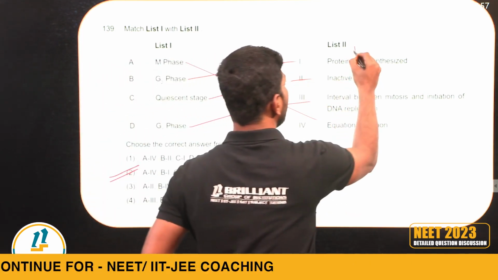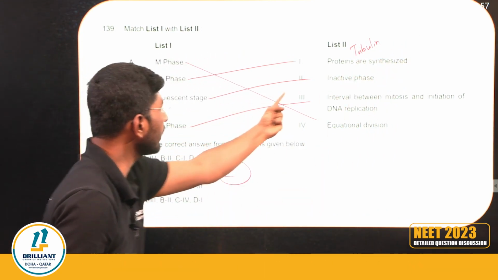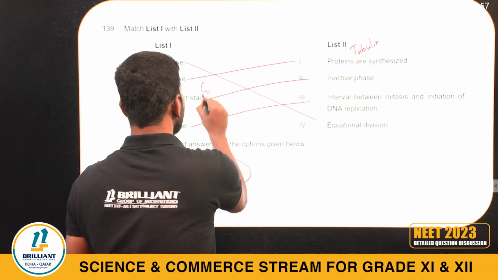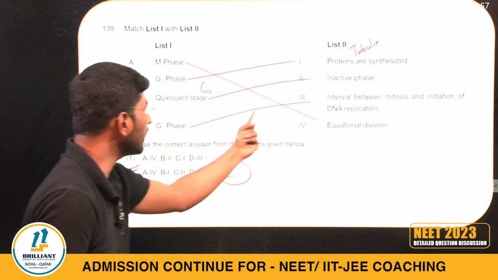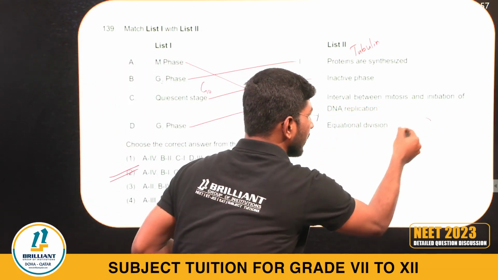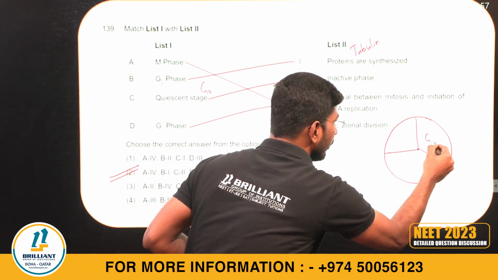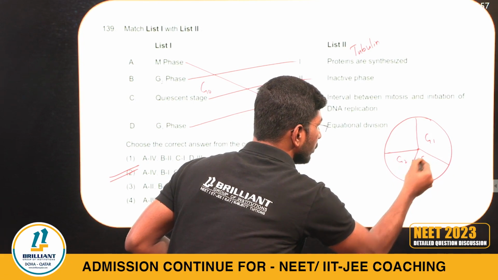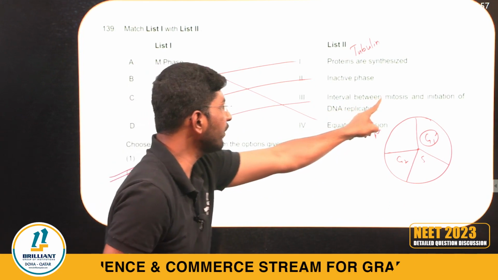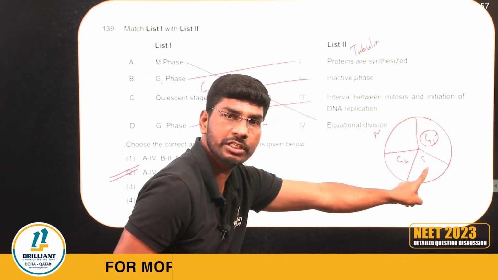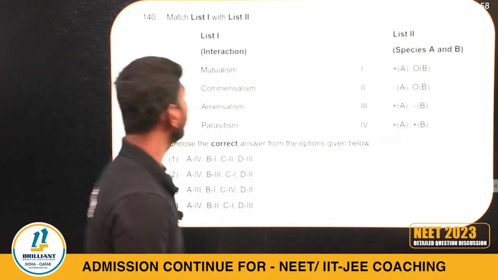G2, protein synthesis: tubulin protein and many other proteins are also synthesized. Quiescent phase, inactive phase, is G0. Metabolically the cell is active, but cell division is inactive. G1 phase is the interval after the M phase. If I take this cell cycle, this is the complete interphase. Interphase is divided into G1, S and G2. G1 is between the M phase and the initiation of replication, so we can write G1. So the answer is option 2. 140.